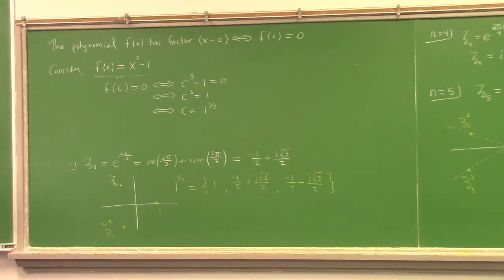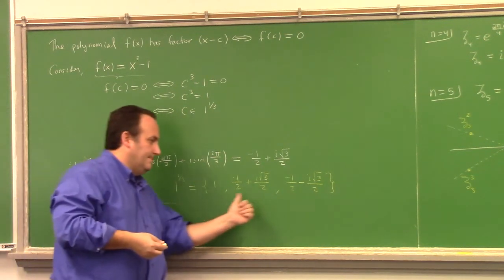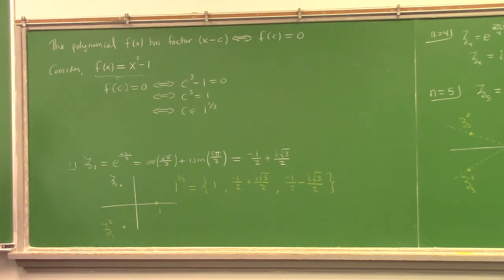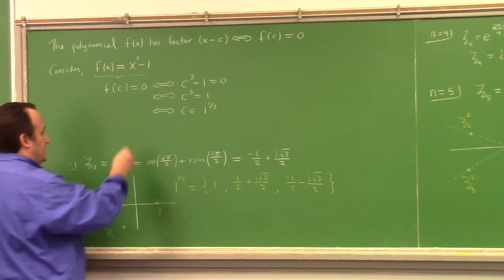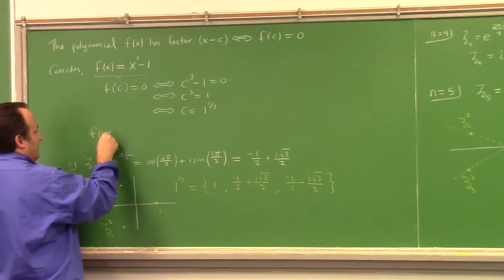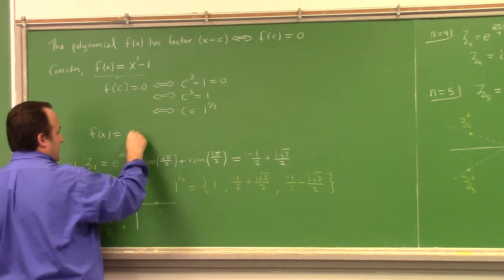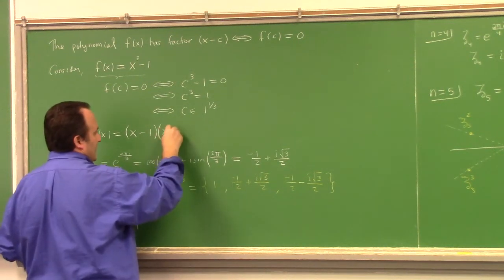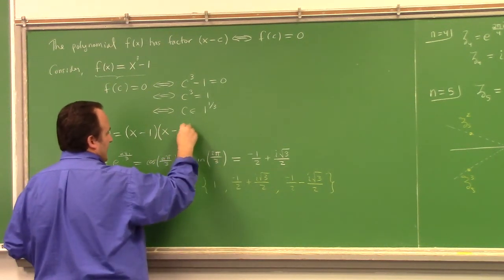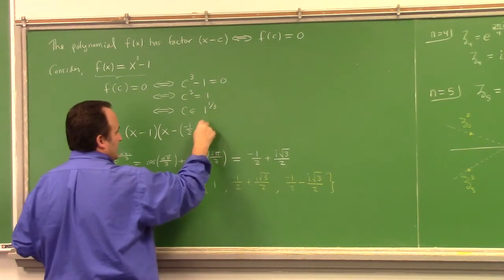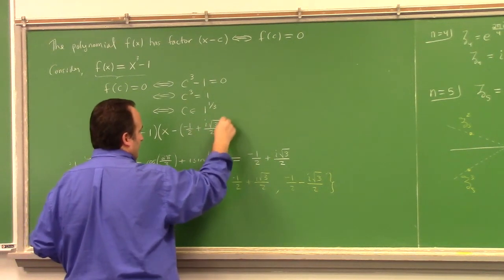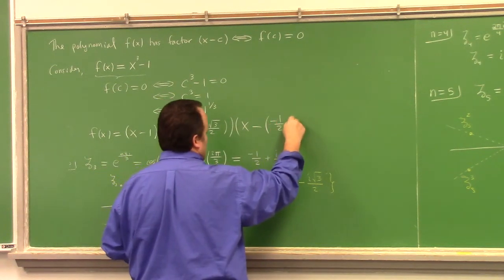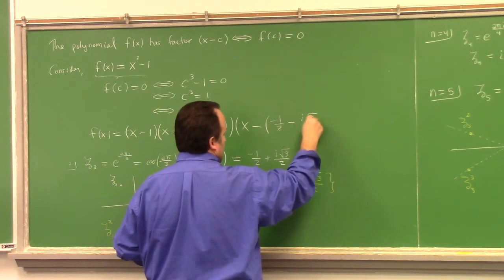So that means that these guys I wrote down here are zeros of this polynomial, which means I can factor f of x like this: x minus 1, x minus (1/2 plus i root 3 over 2), x minus (minus 1/2 minus i root 3 over 2).